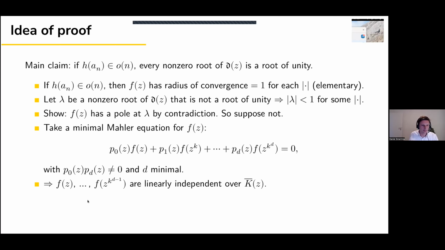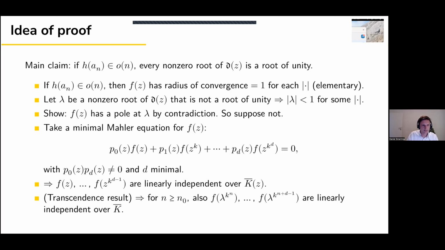Then one can show with a bit of work that these power series f of z up to f of z raised to k to d minus 1, where the d is coming from here, are in fact linearly independent over the rational function field. And then here we use this linear version of the transcendence result to see that, well, lambda has absolute value strictly less than 1, so the powers converge to 0. So if we take large enough powers, by this transcendence result, also f of lambda k to the n up to f of lambda k to the n plus d minus 1 will be linearly independent over the algebraic closure of the base field.